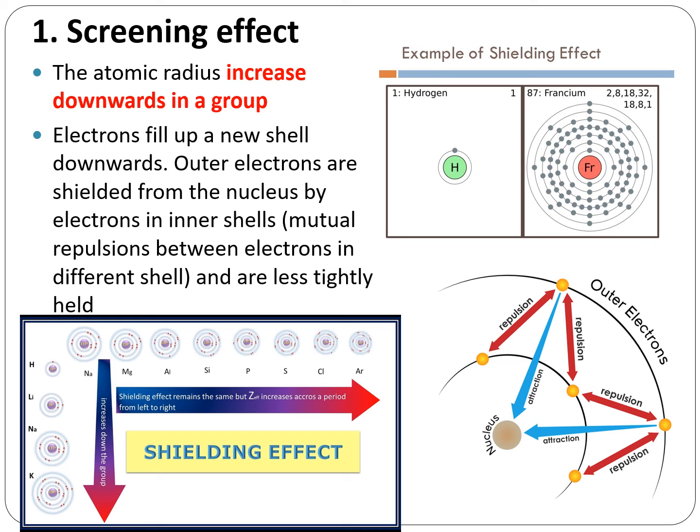Electrons fill up a new shell going downwards. The outer electrons are shielded from the nucleus by electrons in the inner shell. So mutual repulsion between the electrons holds the outer ones less tightly. For example, hydrogen is 1 compared to helium.